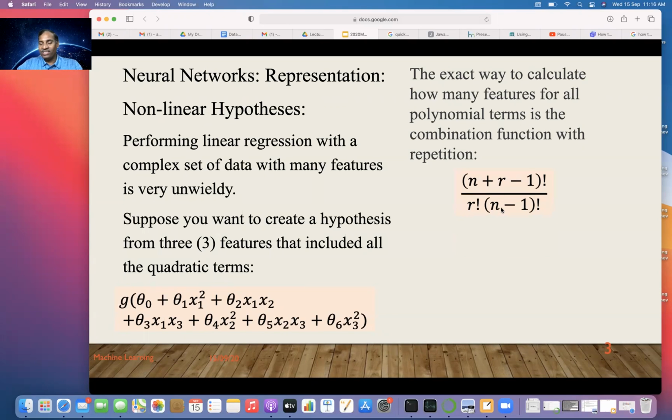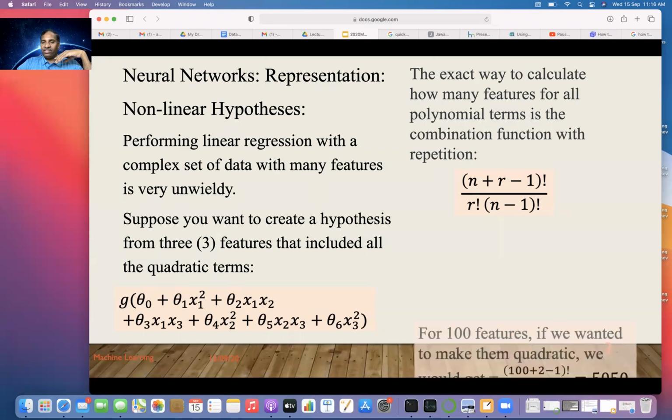Anybody interested in aptitude? This is an important formula: combinations with repetitions. Without repetitions, what is this formula? Simply nCr, right? What is the formula for nCr? n factorial divided by r factorial into n minus r factorial. Okay, so this is the repetition formula. You can use this formula to get that.